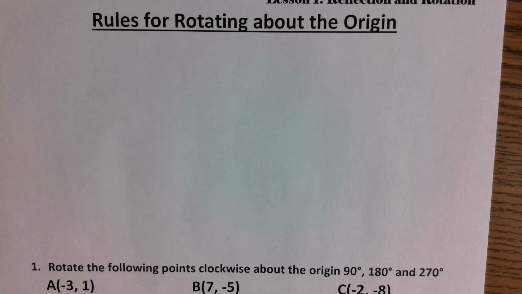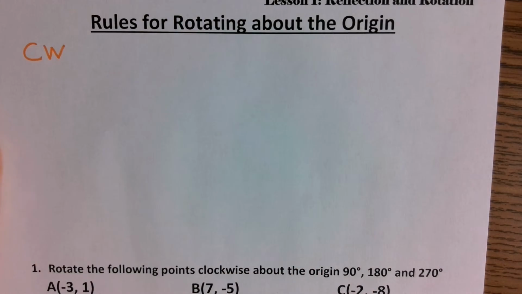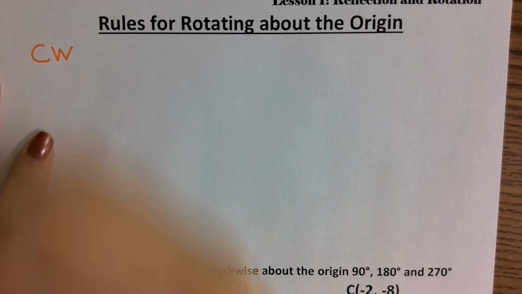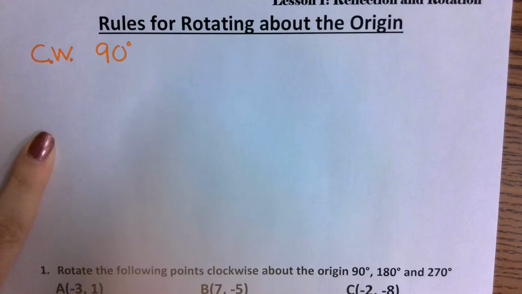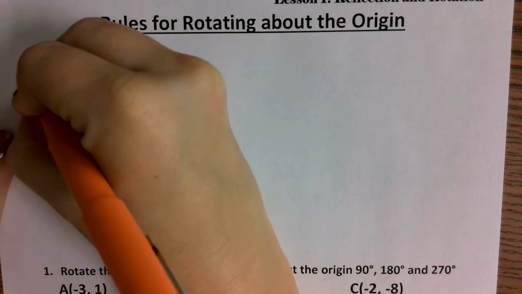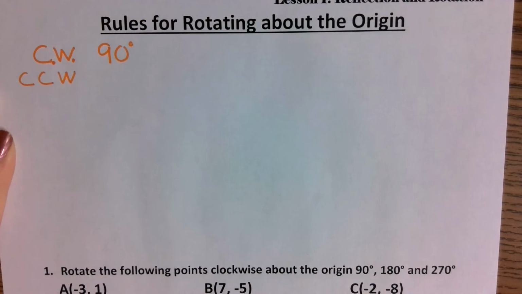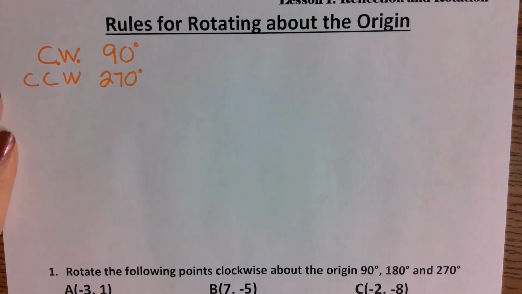So we're going to start with our first rotation. We've got clockwise, and for all intents and purposes, I'm just going to put CW to represent clockwise. If I want to go clockwise 90 degrees, that is also the same exact thing as counterclockwise 270, CCW 270. If I rotate clockwise 90 degrees, it'll take me to the exact same position as if I were to go counterclockwise 270 degrees.